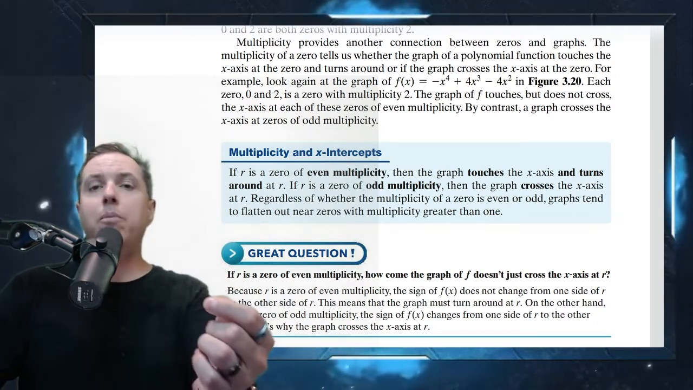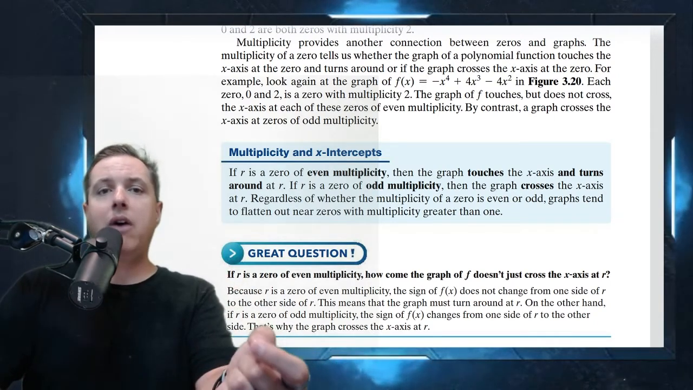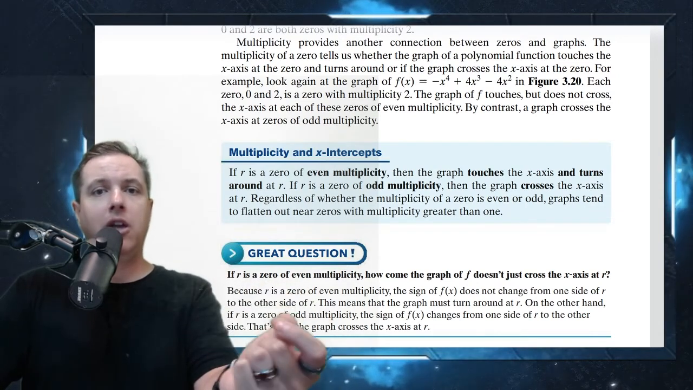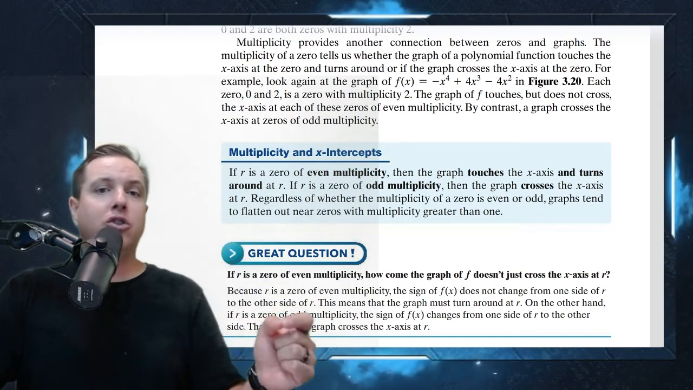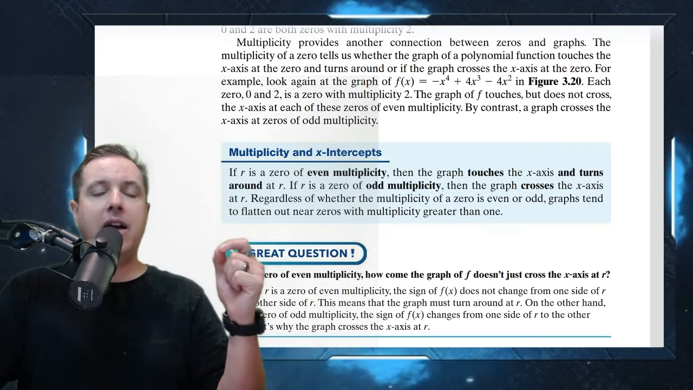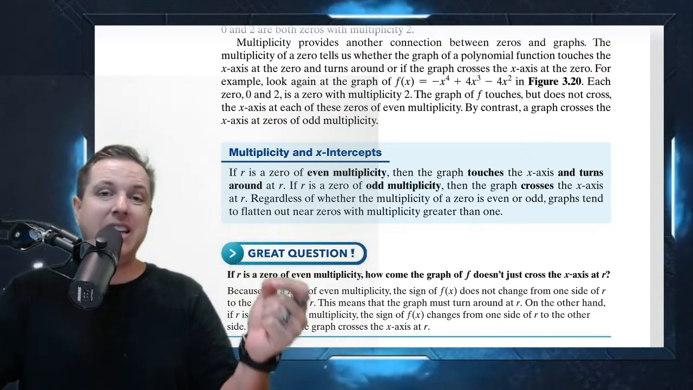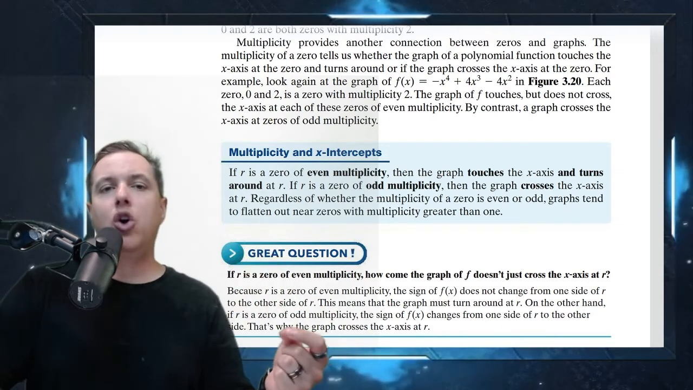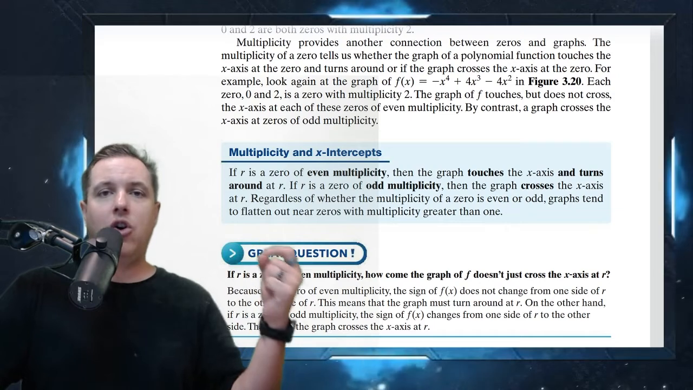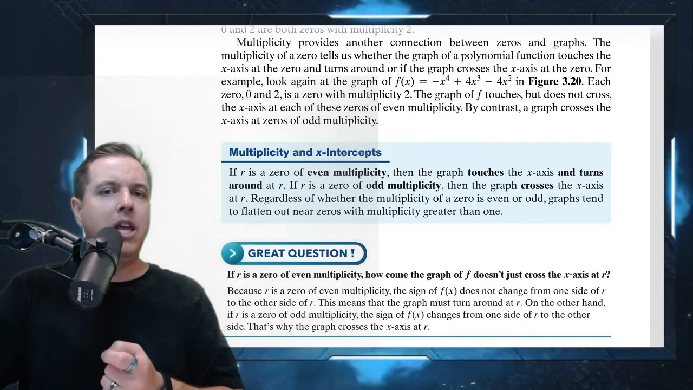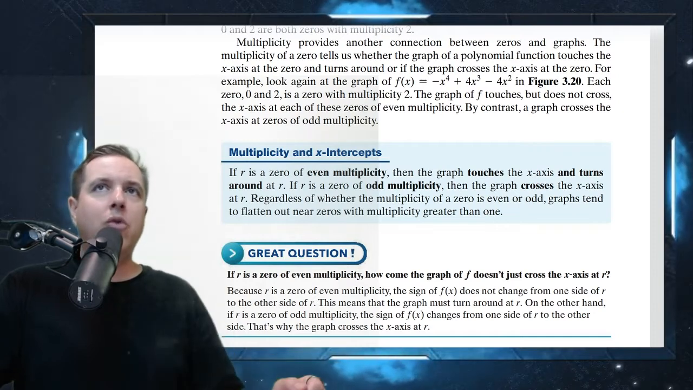So when we talk about multiplicity, what we're really talking about is the power that occurs on a certain factor in a polynomial. So is that factor just occurring once? Is that factor being squared? Is it being cubed? Is it being raised to the 4th, to the 6th, to the 11th? What is the power on that factor? And if it is odd, then we call it odd multiplicity. If it's even, we call it even multiplicity. And here's why we care.